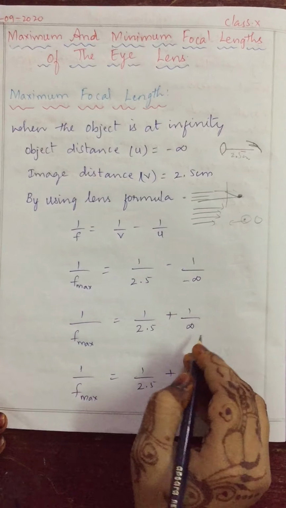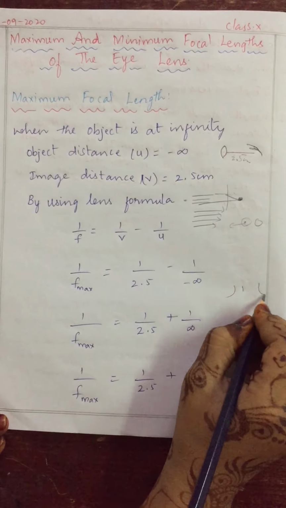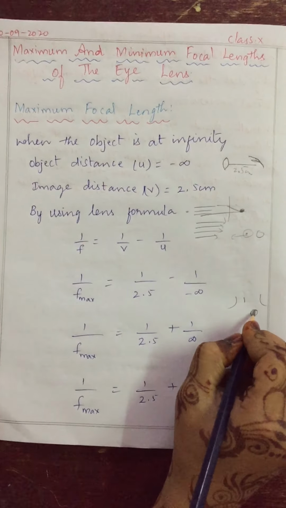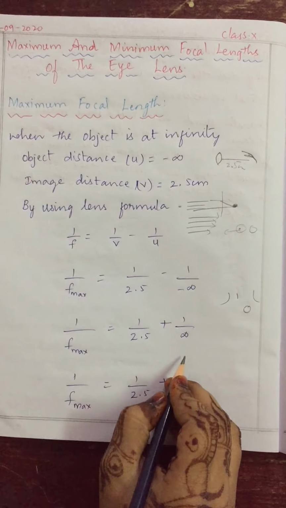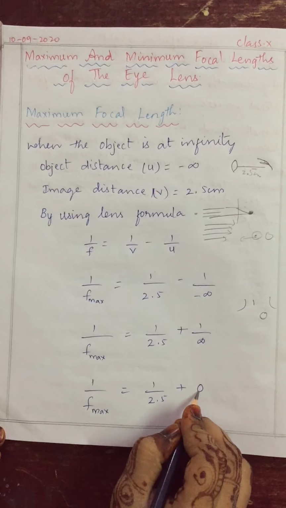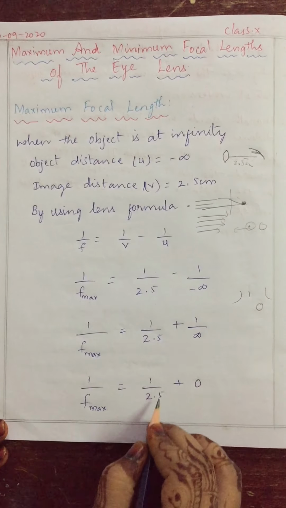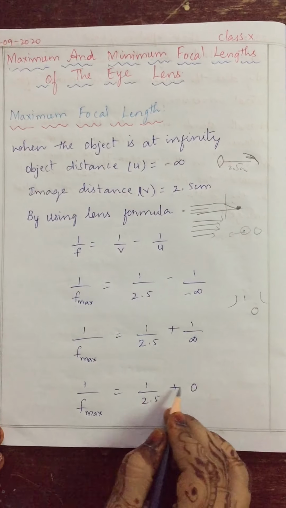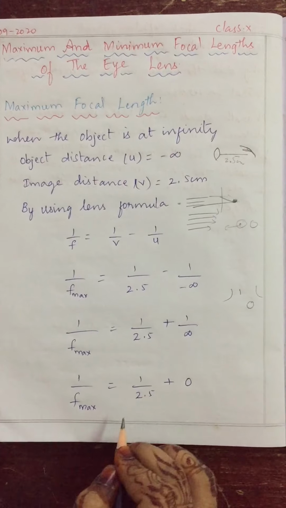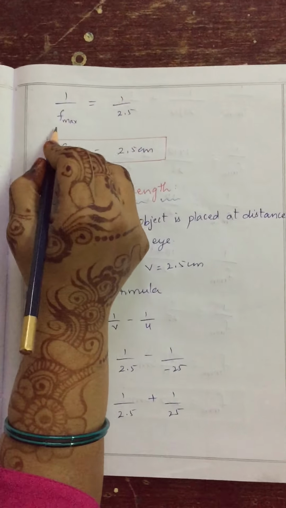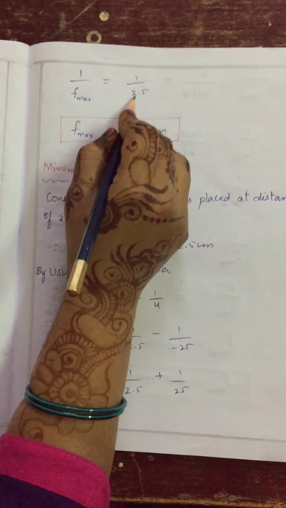As it is 1 by infinity, that means you are dividing 1 with a very big number, so the answer will always be 0. Remember, 1 by infinity, the answer is 0. Clear? So 1 by focal length, 1 by f is equal to 1 by 2.5 plus 0. Anything plus 0 is anything only. So what is here? 1 by 2.5. So 1 by f is equal to 1 by 2.5.